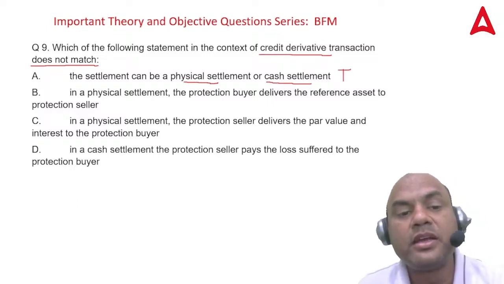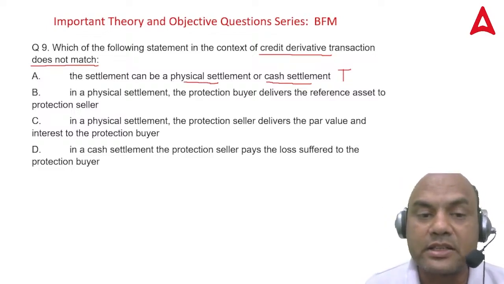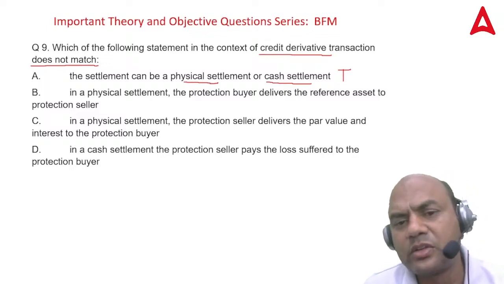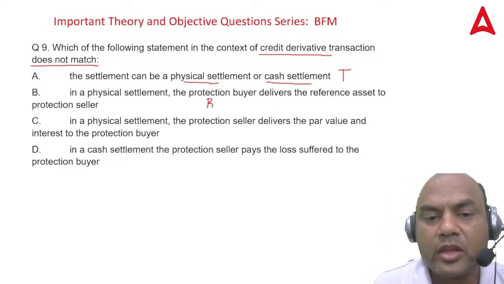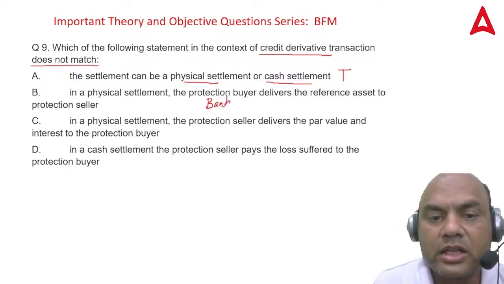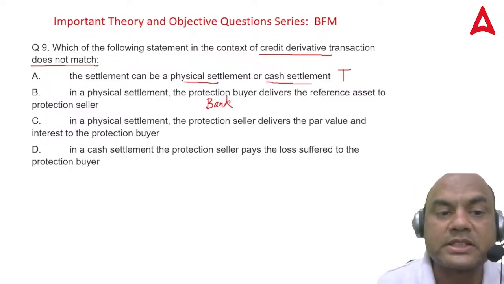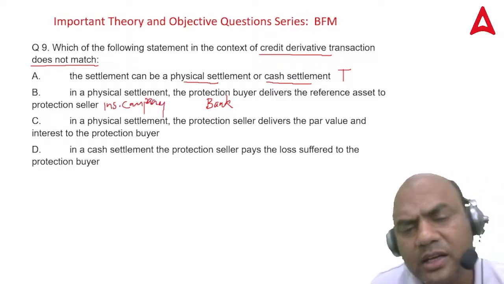Which is the second one? In physical settlement, the protection buyer delivers the reference asset to the protection seller. Just now what did I tell you? Who is the protection buyer? Protection buyer is a bank. So now we'll read it like this: bank delivers the reference asset to the protection seller. Who is the protection seller? Insurance company. So is this correct? That is correct.